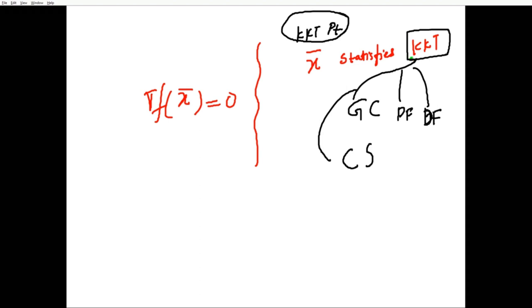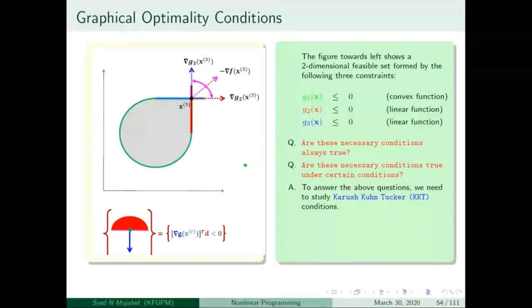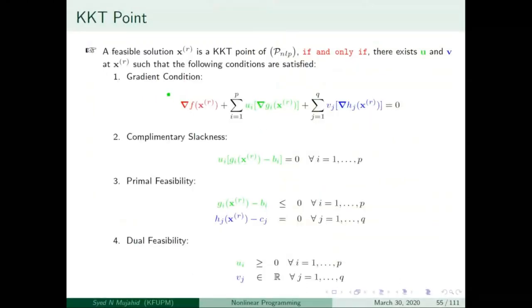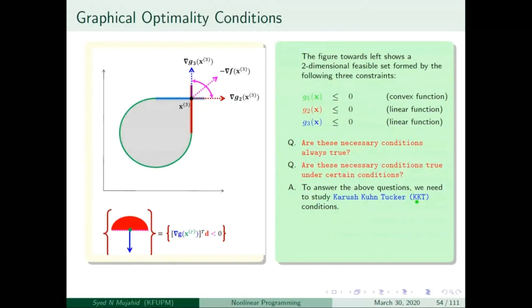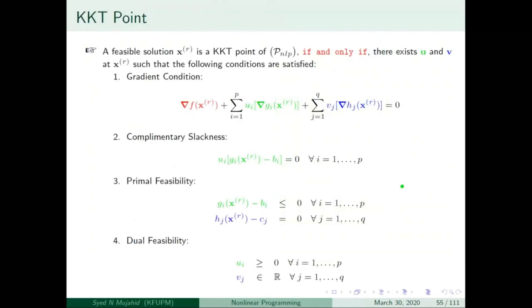Okay, so let me go to the slides now. This is what we have seen in the animation, and the conditions that we developed are called KKT. KKT is short for these three people: Karush, Kuhn, Tucker. Kuhn and Tucker were professors or faculty members, and Karush, I think, is a guy from Russia. He was a master's student who independently built these conditions. These are the KKT conditions: gradient condition, complementary slackness, primal feasibility, dual feasibility.